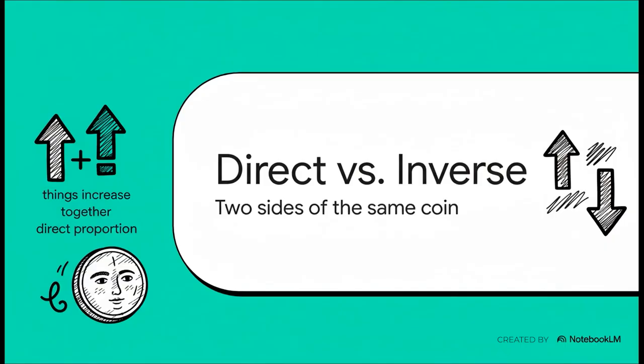Now, this is where things get really cool. Proportions can work in two different ways. Sometimes things go up together, but other times when one thing goes up, the other goes down. We're going to look at these two sides of the same coin, direct and inverse proportion.